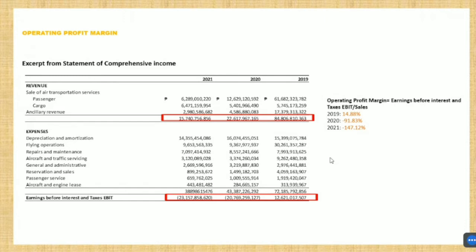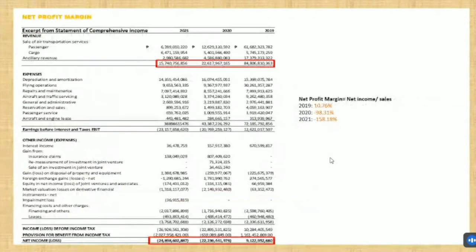So kagaya din ng gross profit and the operating profit, the next slide, the net profit margin also decreases from a positive 10.76, next slide, Miss Press, from 10.76% in 2019 to negative 98.31 in 2020 and negative 158.18% in 2021.